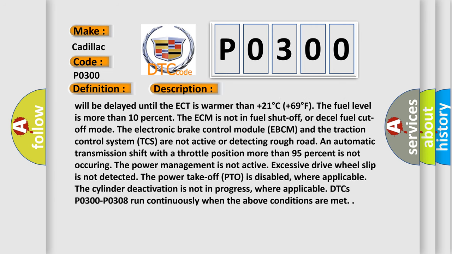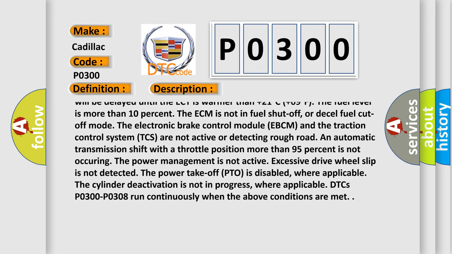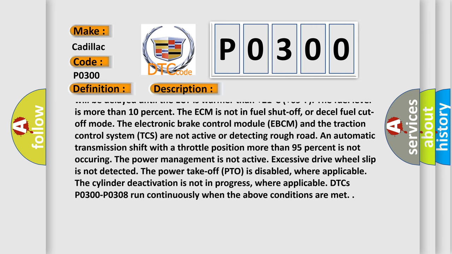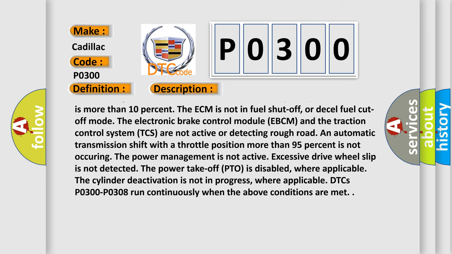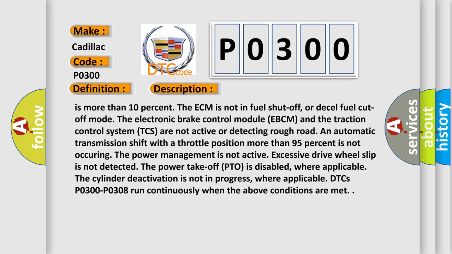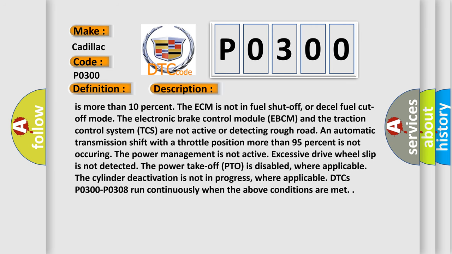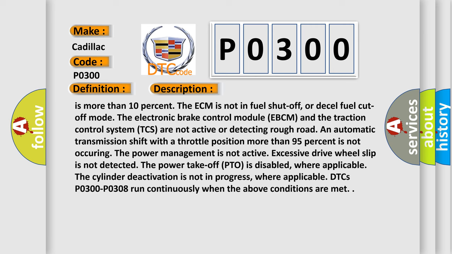The ECM is not in fuel shutoff or decel fuel cutoff mode. The electronic brake control module EBCM and the traction control system TCS are not active or detecting rough road. An automatic transmission shift with a throttle position more than 95% is not occurring. The power management is not active. Excessive drive wheel slip is not detected. The power takeoff PTO is disabled. Where applicable, the cylinder deactivation is not in progress. Where applicable, DTCs P0300, P0308 run continuously when the above conditions are met.